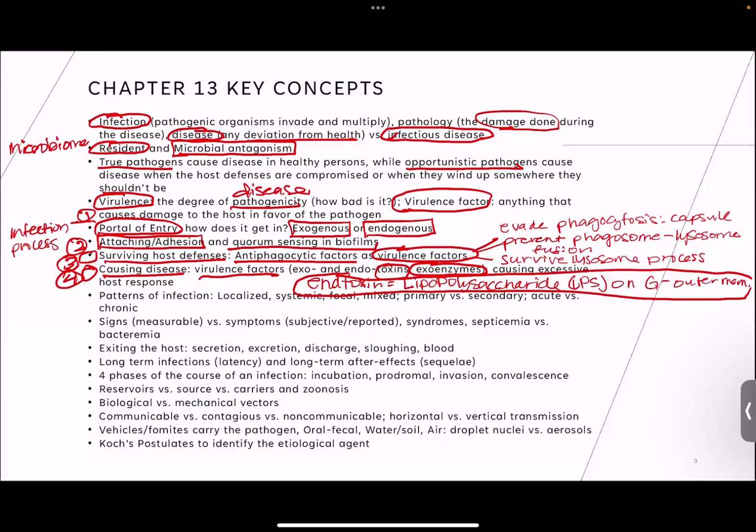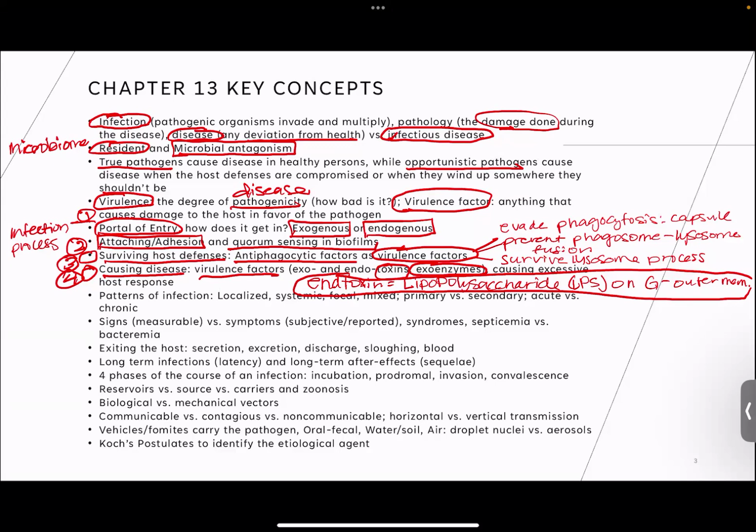So collagen and hyaluronic acid are both incredibly important in our extracellular matrix for keeping our cells held together and creating our tissues and keeping them as individual tissues. Many bacteria make exoenzymes that break down collagen or hyaluronic acid. Hyaluronidase is what that enzyme is called. And breaking down those things enables them to get deeper into the tissues. So those would be exoenzymes.